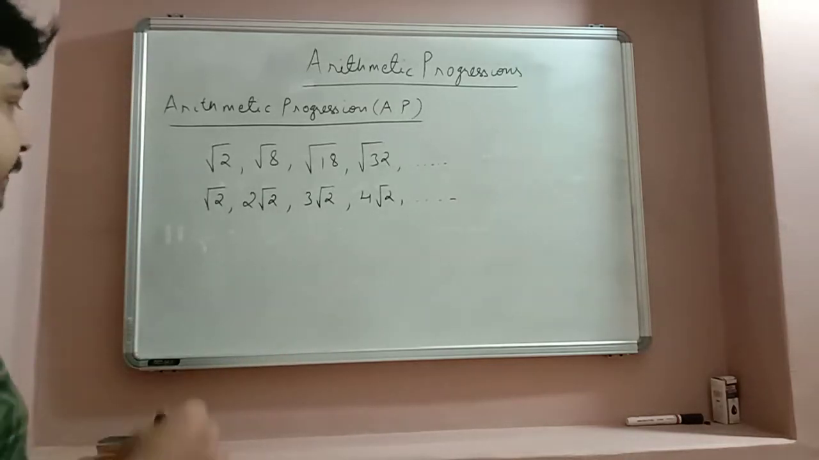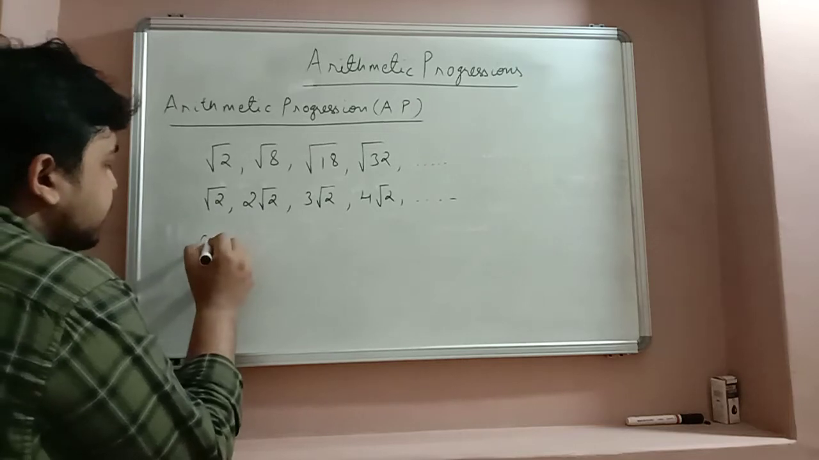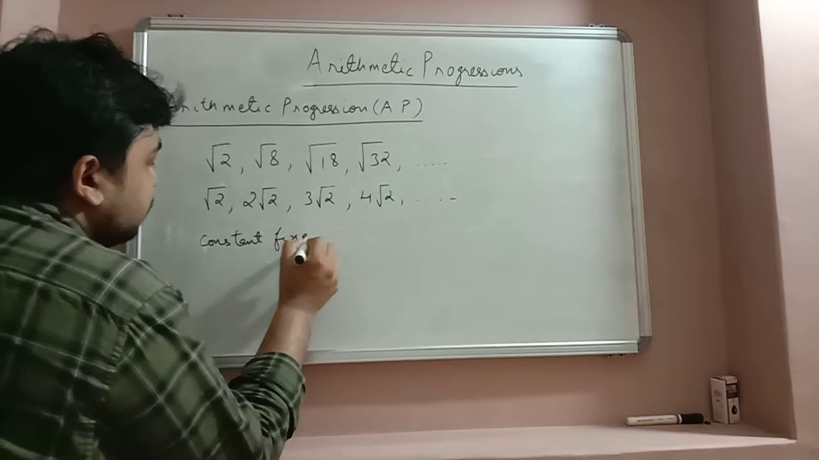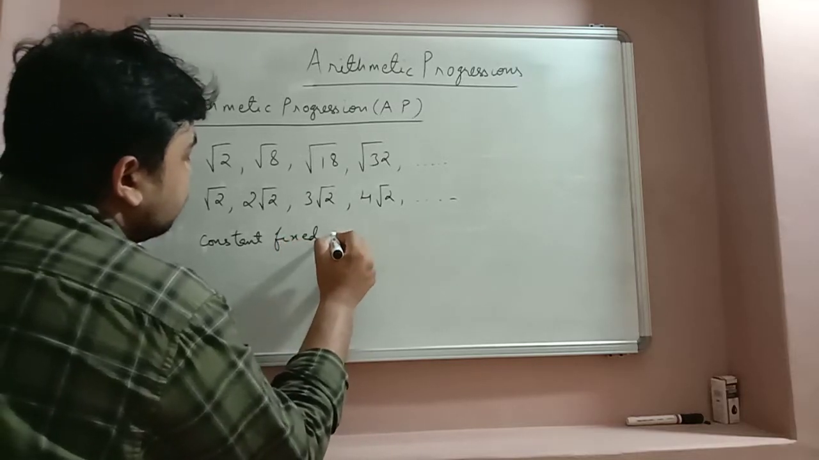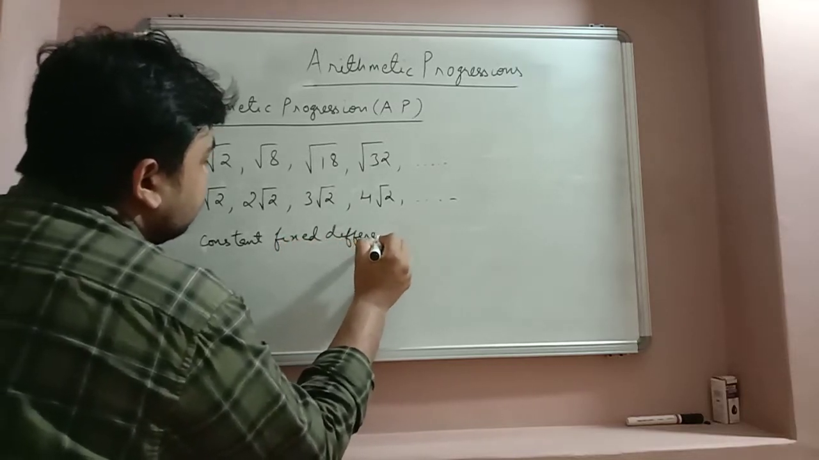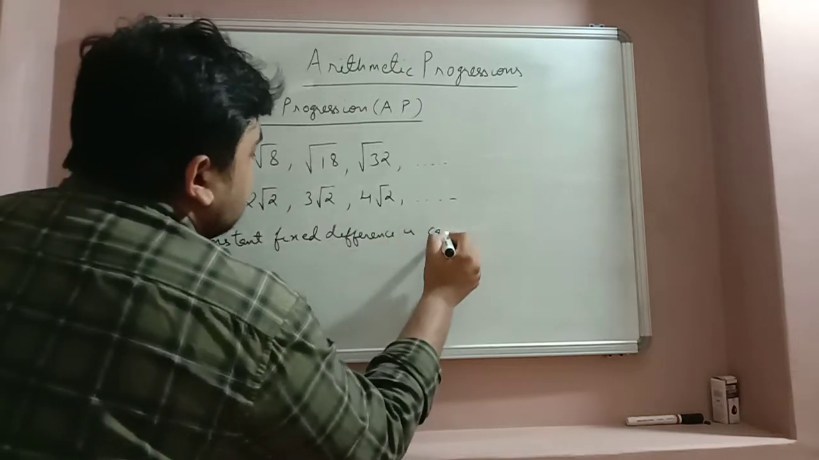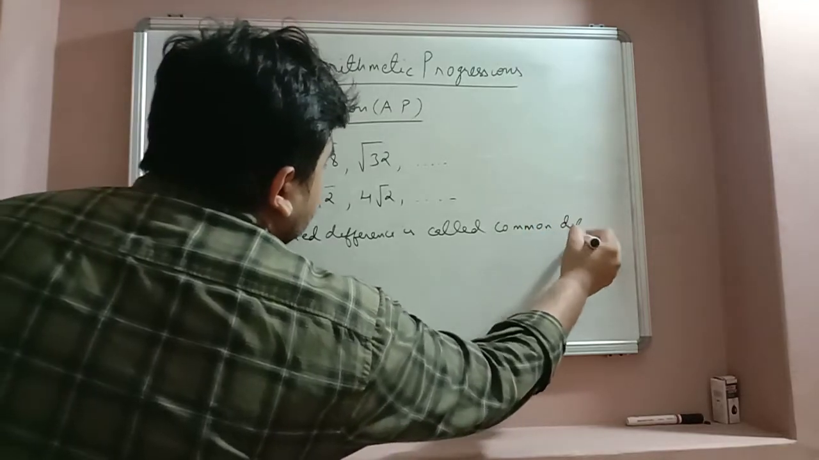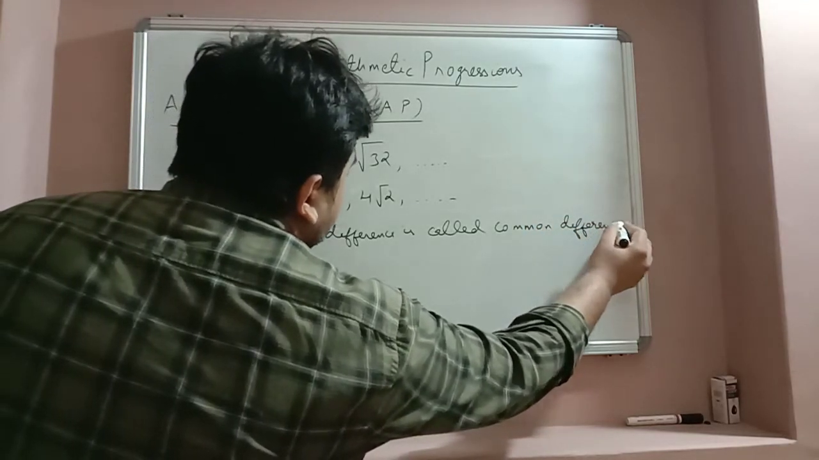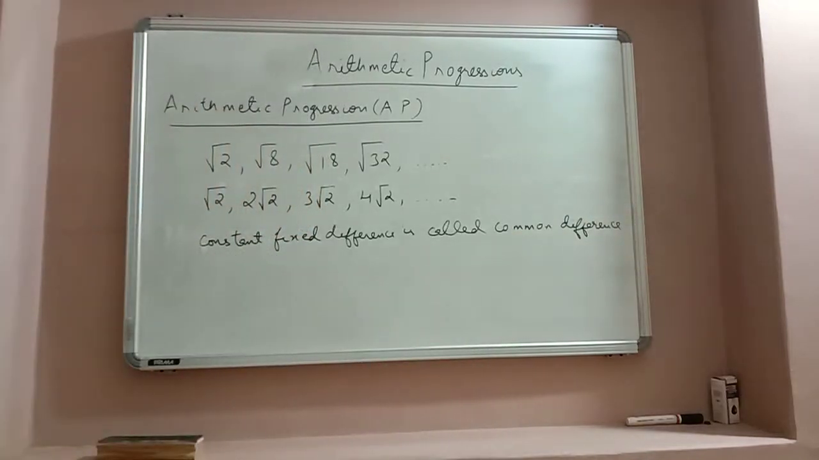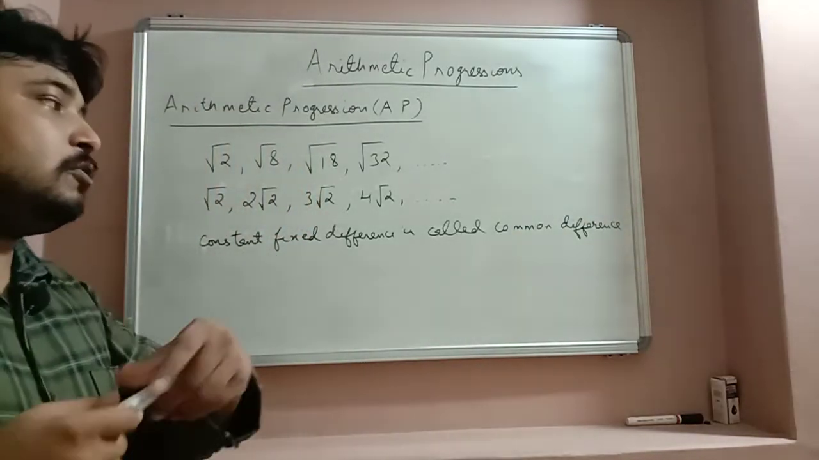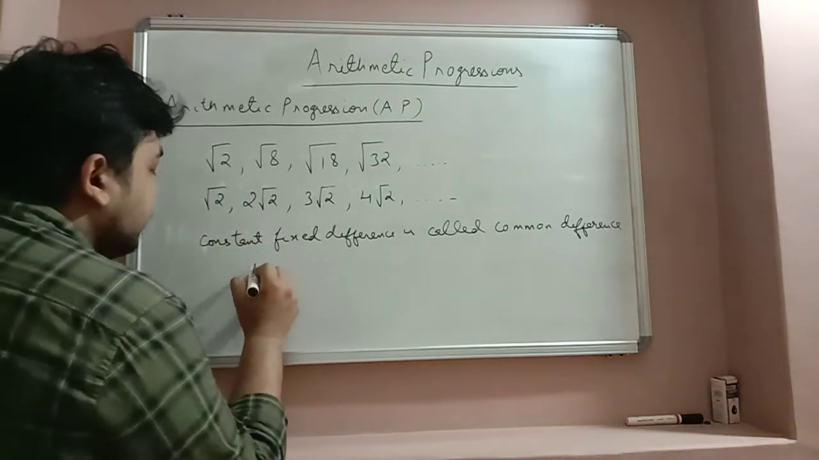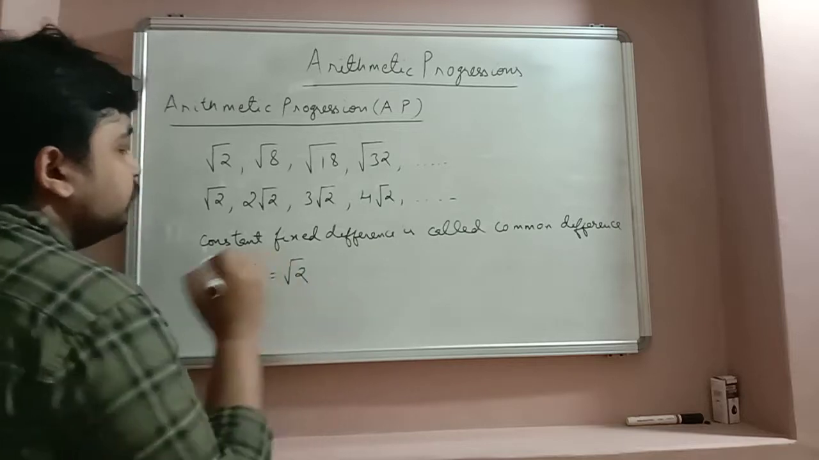Now an important thing: the constant fixed difference is called the common difference. So this constant difference is known as the common difference of the AP. It is denoted by d. So here d is equal to square root of 2.